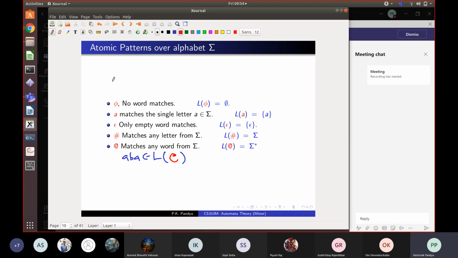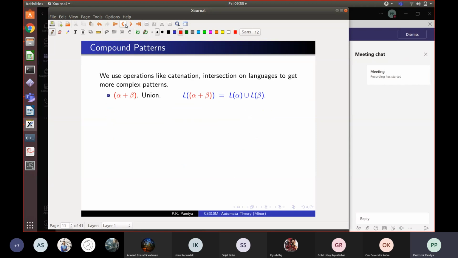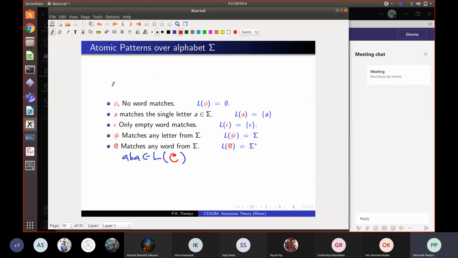So these are the 5 atomic patterns that we have got. The idea of atomic patterns is clear and the language is clear. There's not too much to say about it. We will see this slide again and again. Now, these are not very interesting. What is the point of defining just such languages? But these are basic languages.